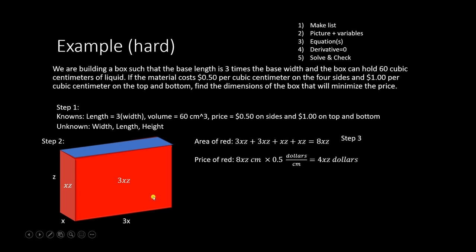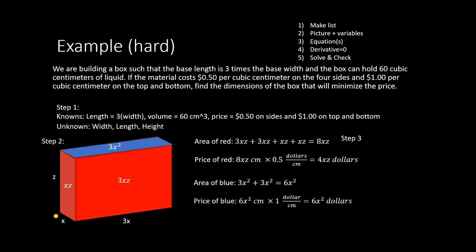Anyways, so for the blue, the area of the top blue section here is x times 3x, or 3x squared. Remember, there's also another section on the bottom that's blue, so we need to add that too. So the total area of the blue is 3x squared plus 3x squared, or 6x squared. The price is $1 per square centimeter, so multiplying gives us 6x squared dollars for the price of the blue.